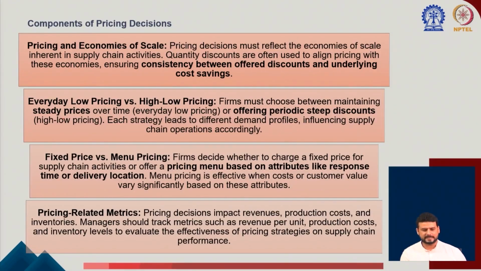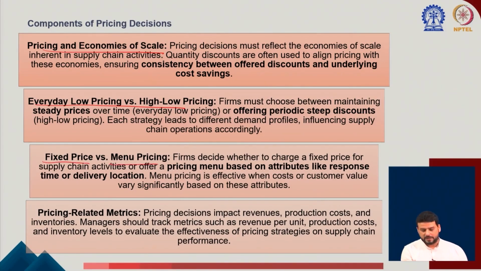Components of pricing decision. Economies of scale: if you lower the cost, you can lower the price as well. Everyday low prices versus high-low pricing. Everyday low pricing means you are now saturated and well aware of the market, so you can go with that. High-low pricing means if the price is high, the demand will be lesser. If you reduce the price, there will be a sudden spike in demand, and you need to provide for that. So this depends upon what type of model you are fixing, right?